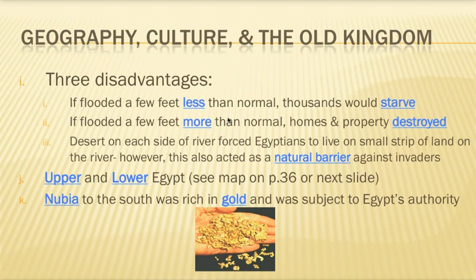Now, we heard a little bit about Nubia in Engineering and Empire. Nubia to the south was very rich in gold and was often subject to Egypt's authority. Egypt often moved in there, took over, because they wanted the gold the Nubians had. Obviously, with a lot of the tombs that have been found, gold was very important to the Egyptians.